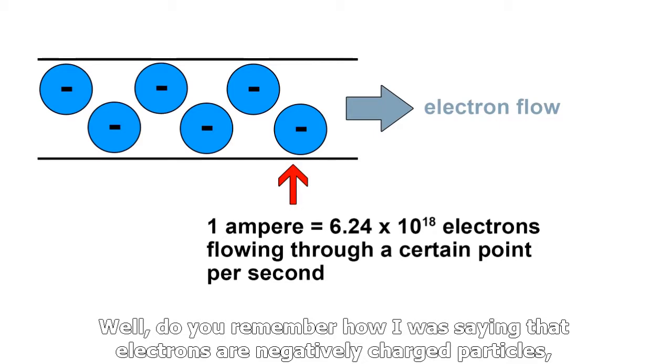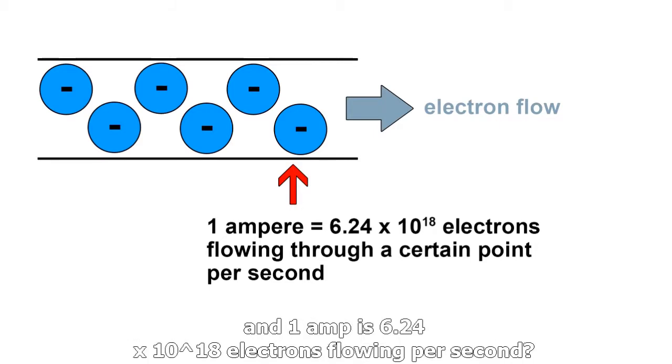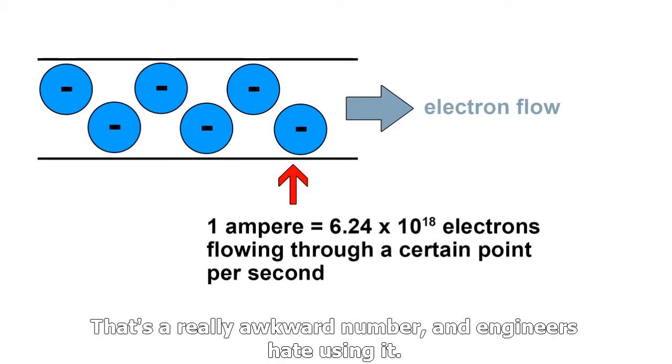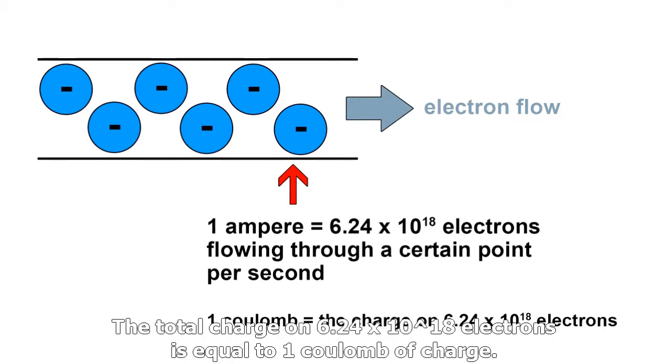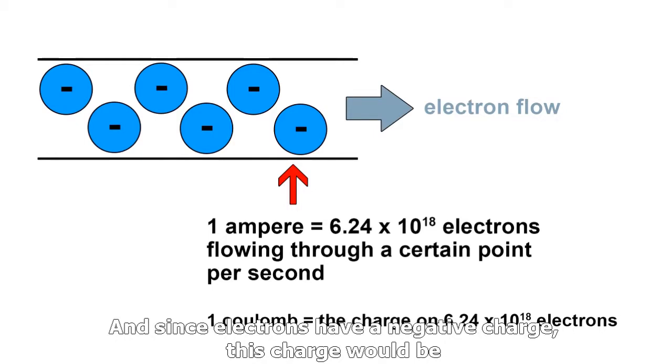Well, do you remember how I was saying that electrons are negatively charged particles, and 1 amp is 6.24 times 10 to the power of 18 electrons flowing per second? That's a really awkward number, and engineers hate using it. Instead, we use a standard unit of charge called the coulomb. The total charge on 6.24 times 10 to the power of 18 electrons is equal to 1 coulomb of charge. And since electrons have a negative charge, this charge would be negative.